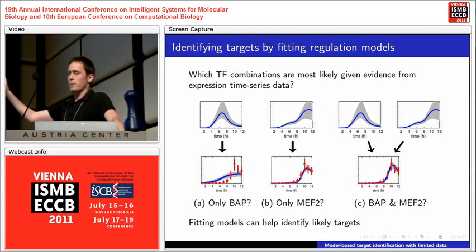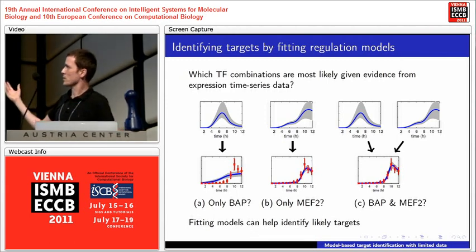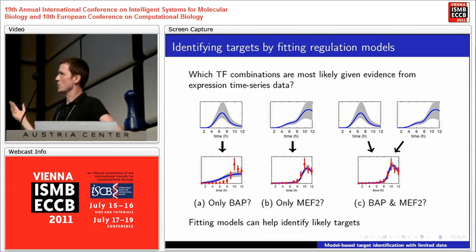So first I'm going to talk about models like the ones on the left, which are single transcription factor regulation models. And at the end, I'll talk about joint models of regulation, like the one on the right. So we want to fit models like this to score whether these links are supported by the data, basically.